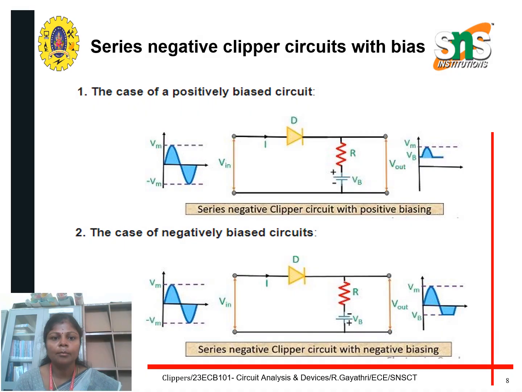Then coming to the series negative clipper with biasing, in the case of the positively biased circuit, the positive bias voltage will be given. When we are giving the positive bias voltage, the positive portion will remain the same as the input signal, and the negative portion and some of the positive portion will be clipped off. And in the case of the negatively biased circuit, here we are giving the negative voltage. The negative portions will be clipped off, and the remaining will remain the same.